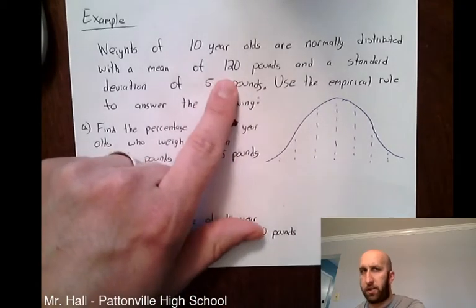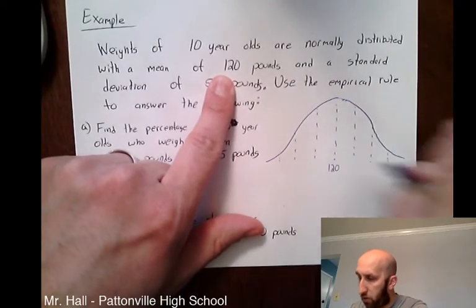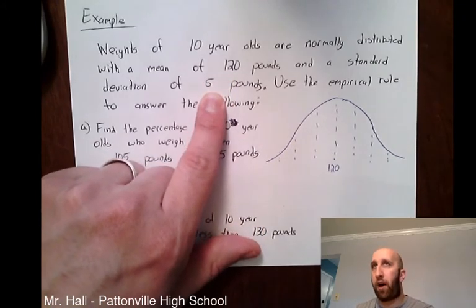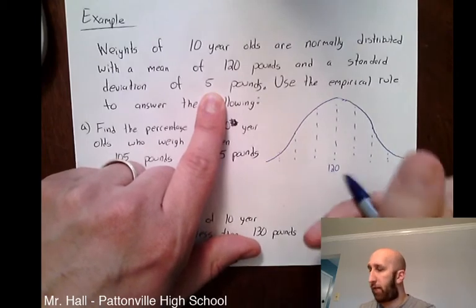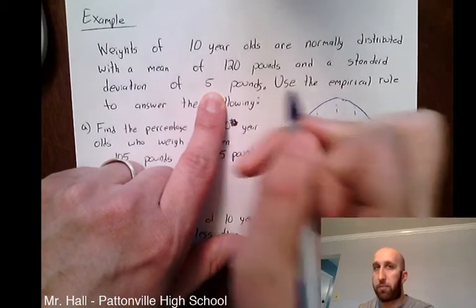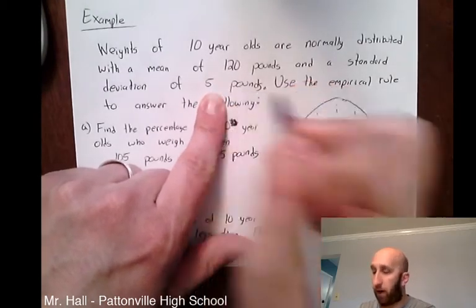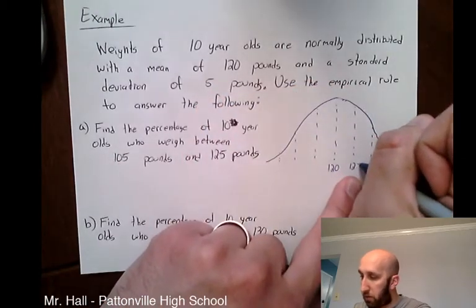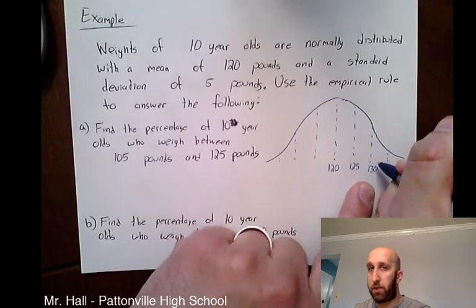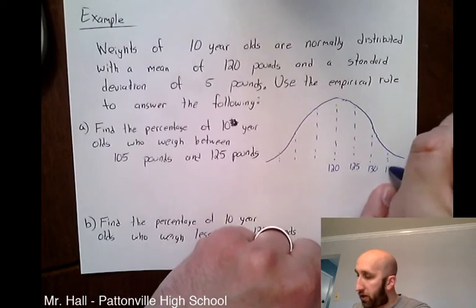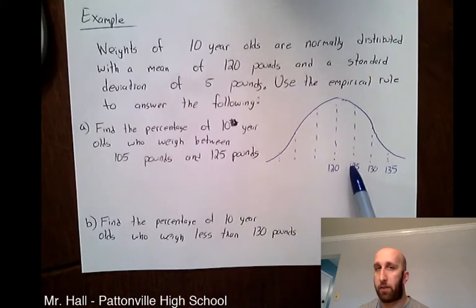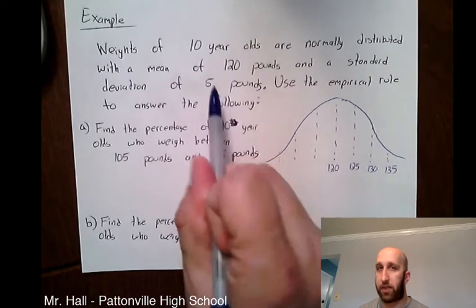So in the center is my mean at 120 pounds. And then I know my standard deviation is 5 pounds. So it's just a counting game. Every time I move up a standard deviation, I'm going to add 5 pounds because the standard deviation is 5 pounds. So this mark would represent 125. This mark, 2 standard deviations above, would represent 130. 3 standard deviations above would be 135. So I just counted by 5s: plus 5, plus 5, plus 5, because that's my standard deviation.